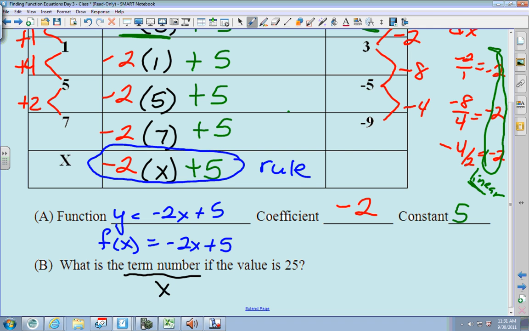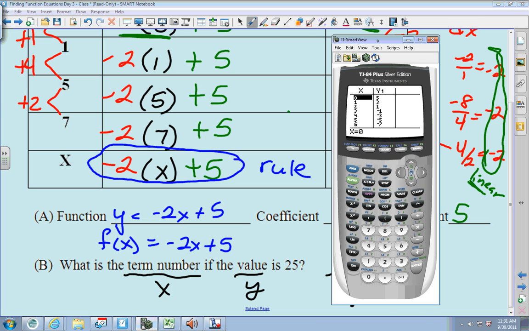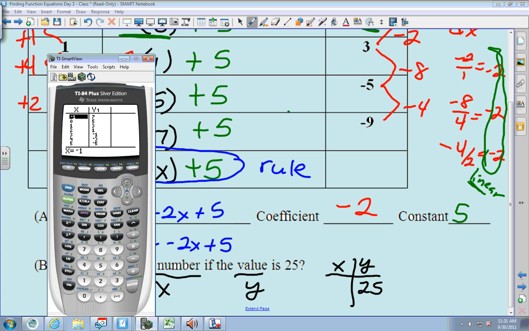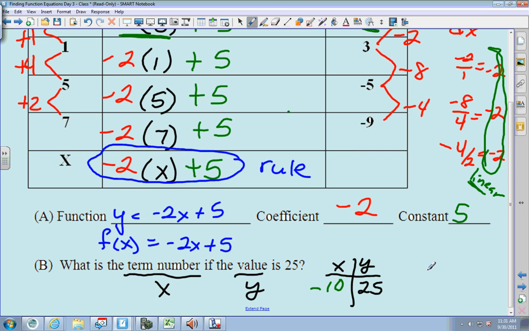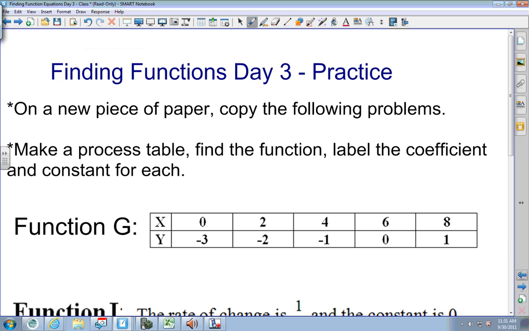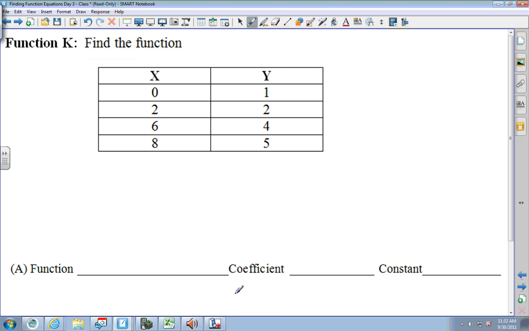Term number x. Value is y. So x then y. When the y number is 25, go in the table. Got to move it over now this way. All right, I got to go back up here and look for 25. There it is, negative 10. I've got negative 10. So my term number is negative 10.